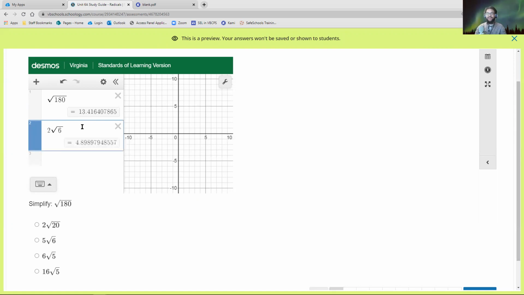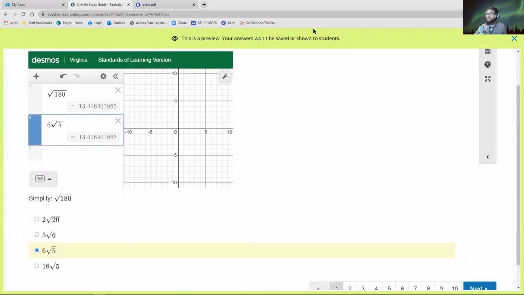My next one is 5 root 6. I don't get it from that one either. And then the one after that is 6 root 5. Oh, and here I see my 6 root 5 gives me the same decimal that the square root of 180 does. So I'm going to click that. That's going to be my answer. All right. I'm not going to do that for the rest of them because this should be enough to get you going with it. And if you need some more practice with it, let me know, and I can go over it again with you in the Zoom.